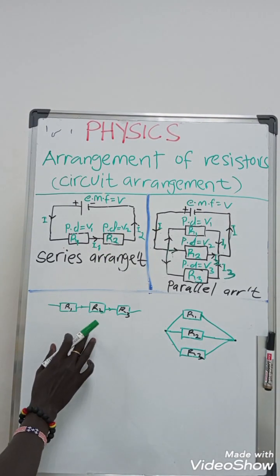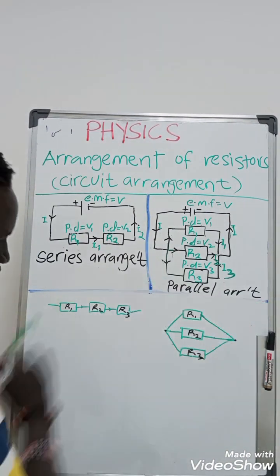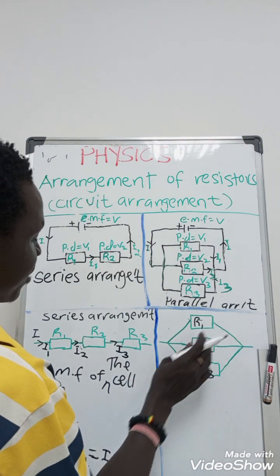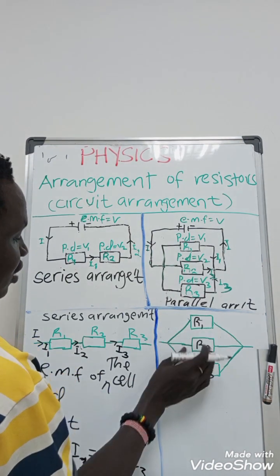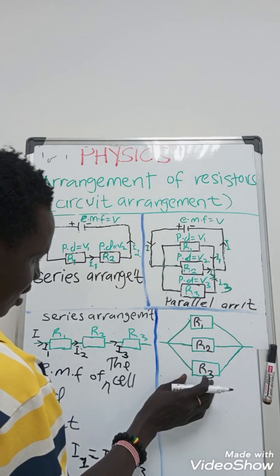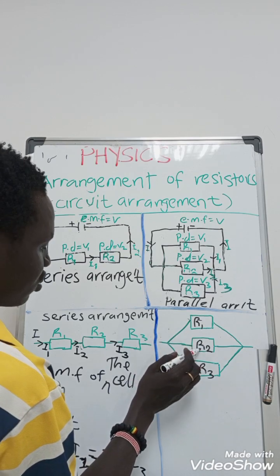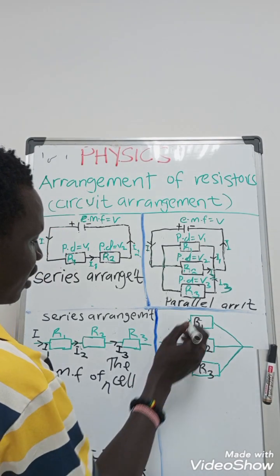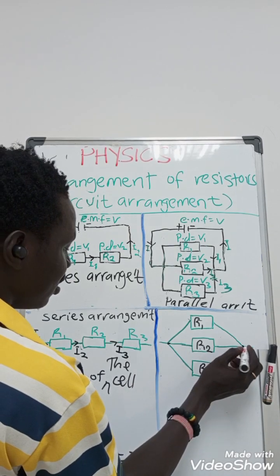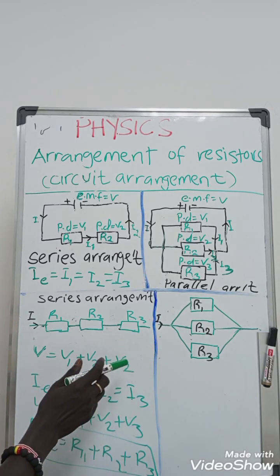That was all about series arrangement. Let's come to parallel arrangement. In parallel arrangement, the resistors are arranged across each other. This is resistor 1, resistor 2, and resistor 3. And they must meet between 2 points. They meet at this point and at this point. And for parallel arrangement, there are points to be noted.